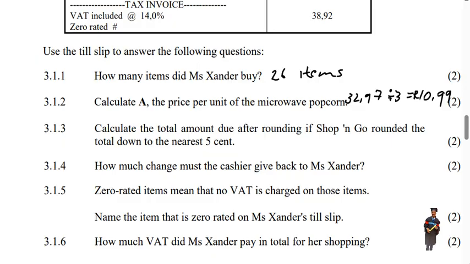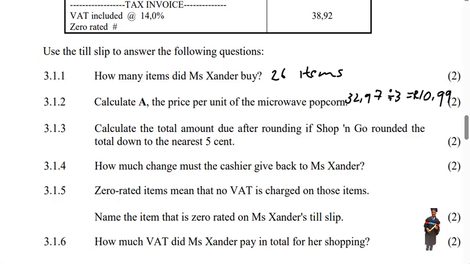Okay, it's 10 rand 99 as we can see. Always when they have given you the total cost of a number of items, to get the price or the cost of each item, just say the total cost divided by the number of those items, and then you will be fine.